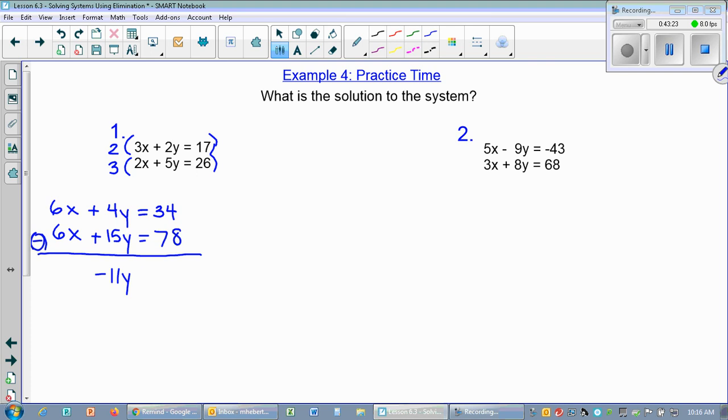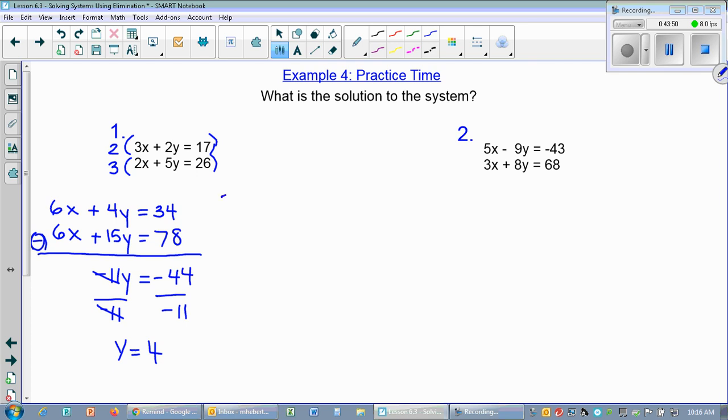And you will get a negative 44. We'll divide each side by negative 11. Negative 11s will cancel, leaving me with a positive 1y. Negative 44 divided by negative 11 is a positive 4. I will now substitute the 4 back into the first equation.